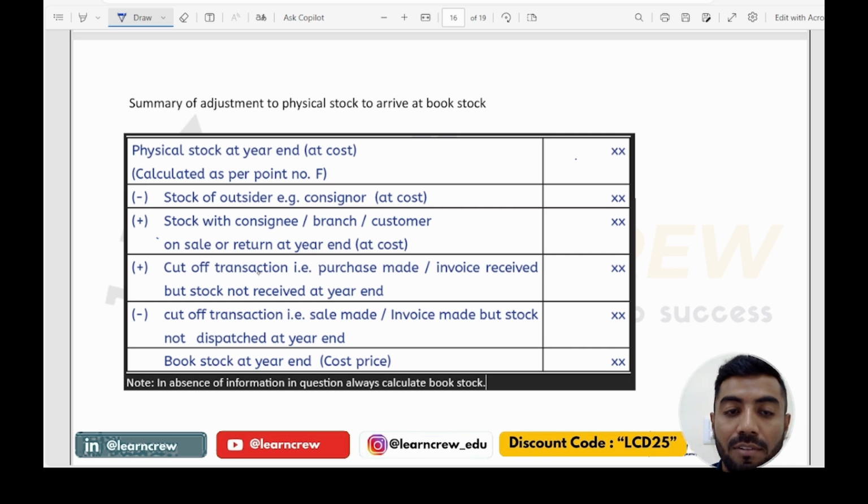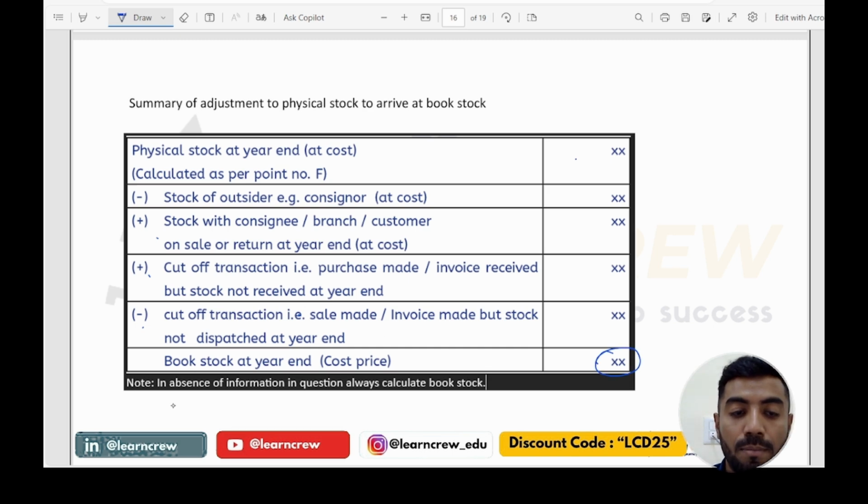Then cut-off transactions, that is purchases made. Invoices received but stock not received: the invoice you have received is recorded in the books but the stock has not been received. That will be added. Then coming to reducing, when you made the sale, the stock will be lying there with you. You have not yet given the stock, but the sale is recorded in the books, so we'll have to minus that. We'll be coming to a closing inventory value.